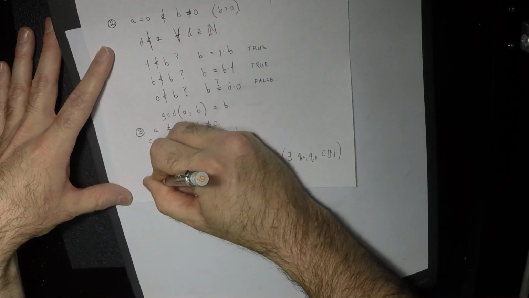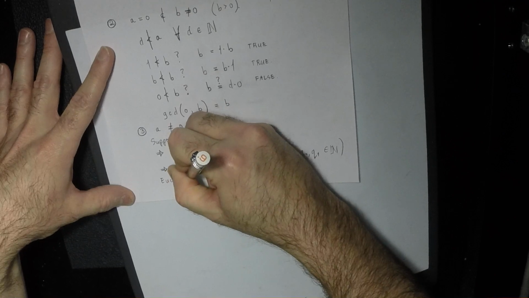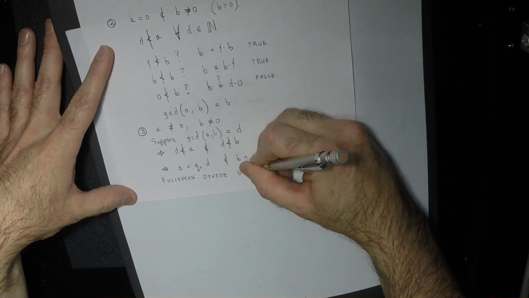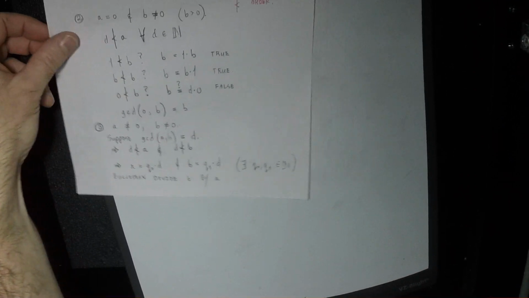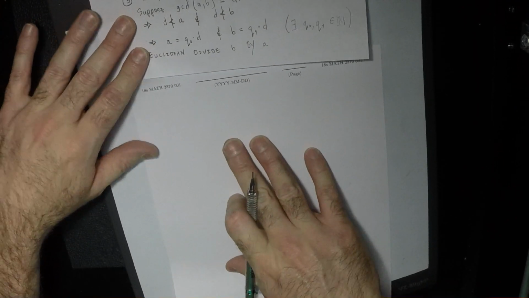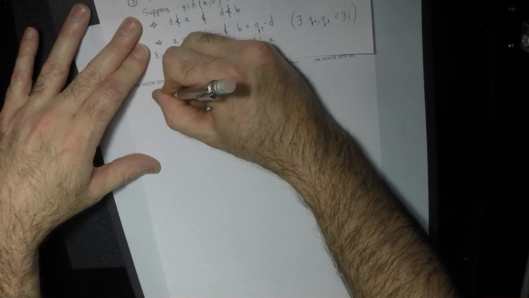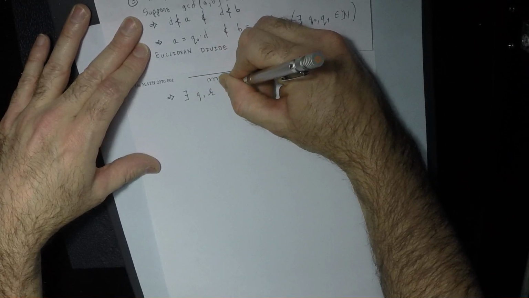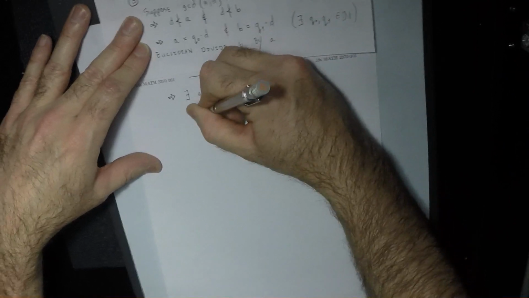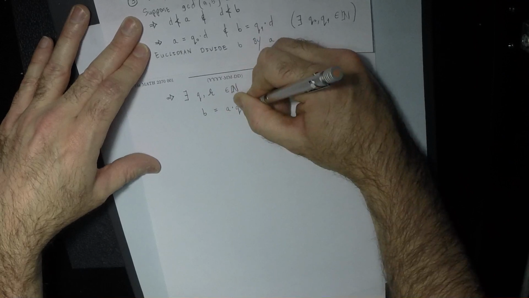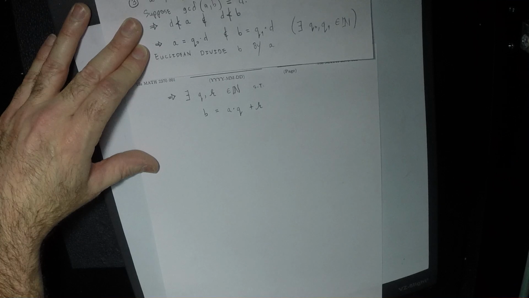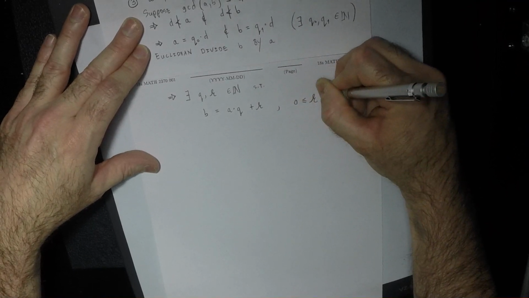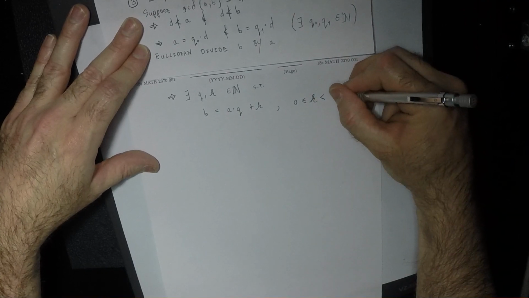Now we'll do Euclidean division. Euclidean divide B by A. So that means there exists a Q and an R in the naturals such that B is equal to A multiplied by Q plus R. And what must be true about R? Zero is less than or equal to R, which is less than what? A, right? That's all that's saying.